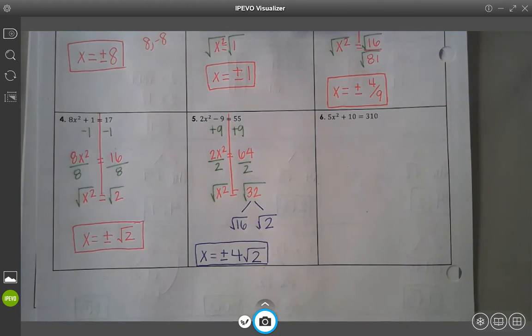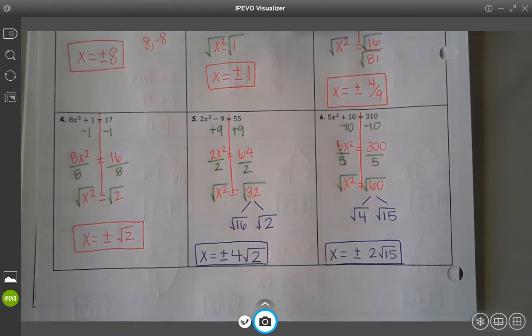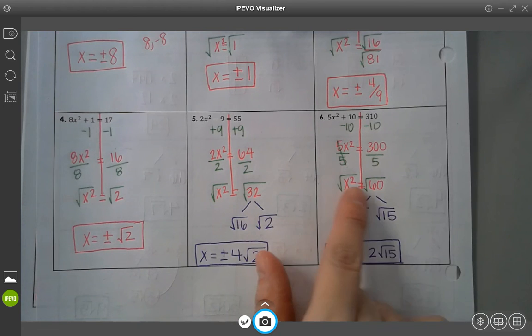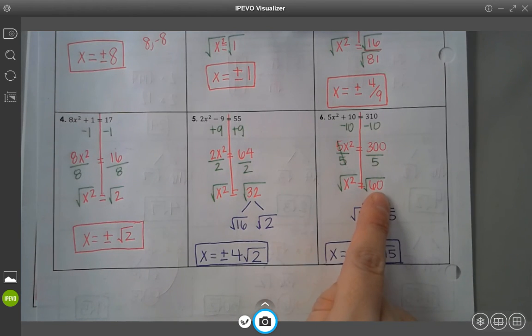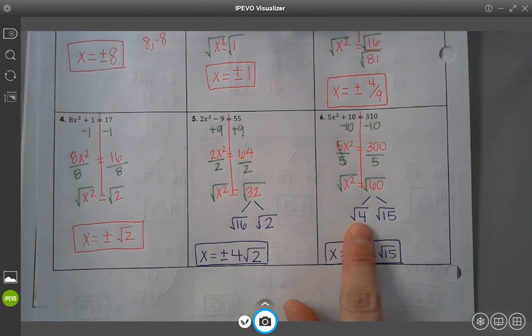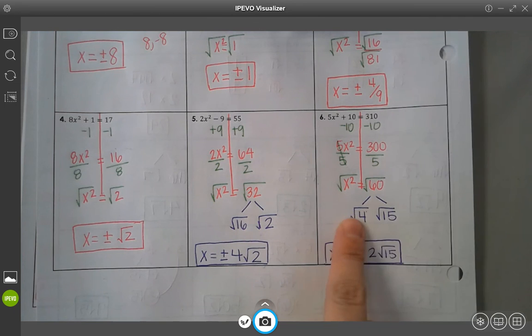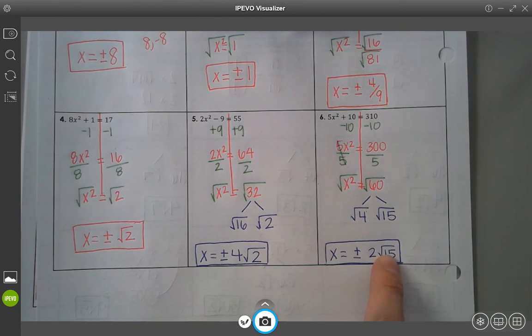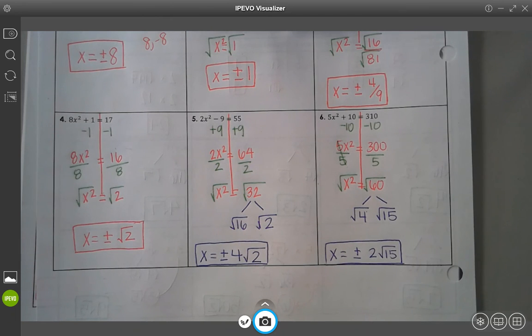Try number 6 on your own. So once we did my subtracting and dividing, we get x squared equals 60. That's when we take the square root. And the biggest perfect square that goes into 60 is 4. 4 and 15. The square root of 4 is 2. Bring down my square root of 15. Put your plus or minus in the front.